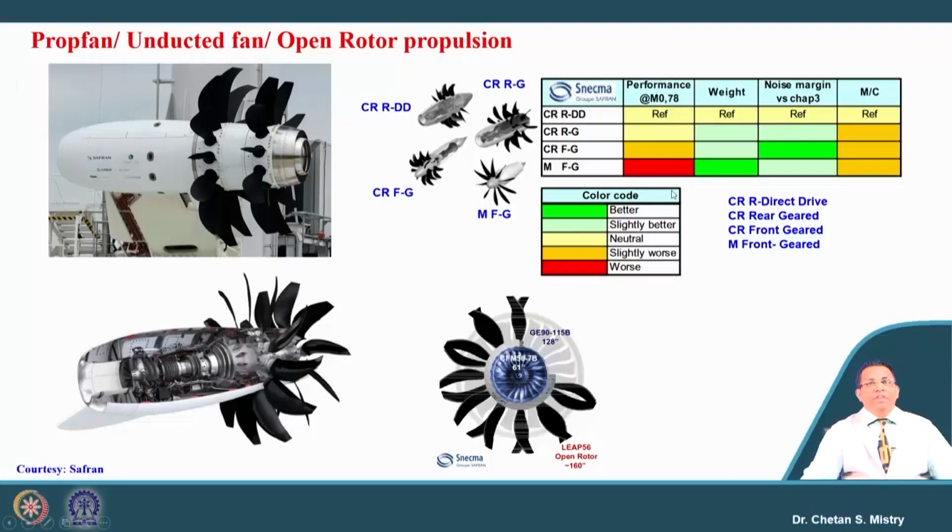In different configurations they have tested performance at Mach 0.78. As we have discussed, this engine is a combination of a prop engine and a turbofan engine, and a high flight speed in the range of 0.6 to 0.8 is a requirement for them.